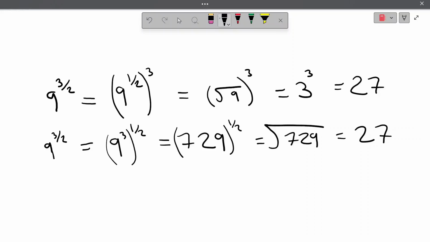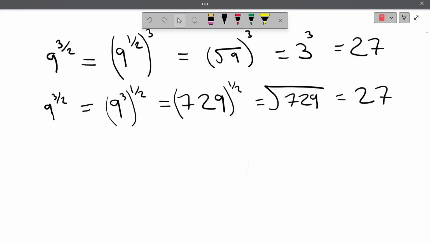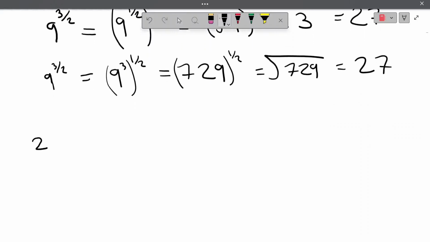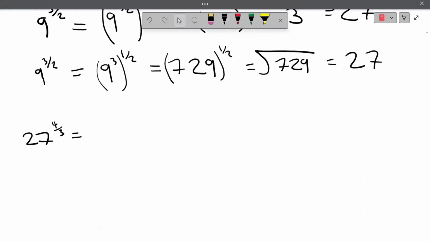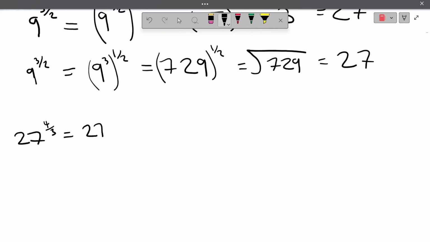And that's only with 9. I would hate to do things like if that was 27 to the power of 4/3. Then you've got to do 27 to the power of 4, which is a big number. And then you have to do the cube root of whatever that big number is, which would be silly. So let's actually do that. 27 to the 4/3. I'm going to go down the route of the smaller numbers. So we go 27 to the power of a third, to the power of 4.